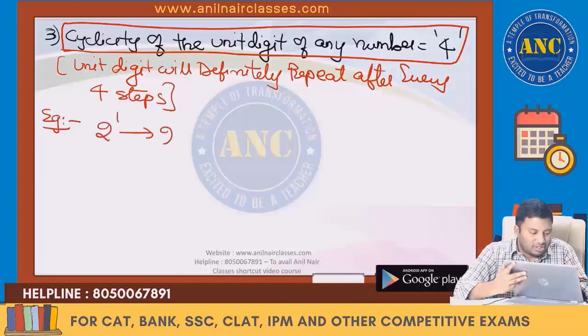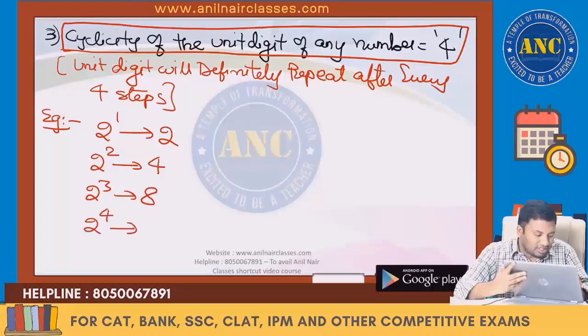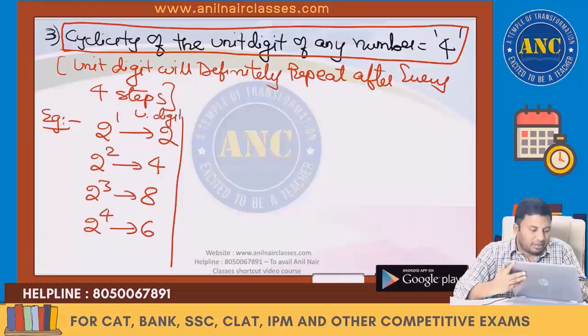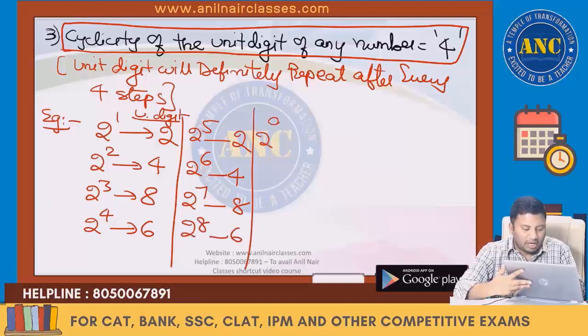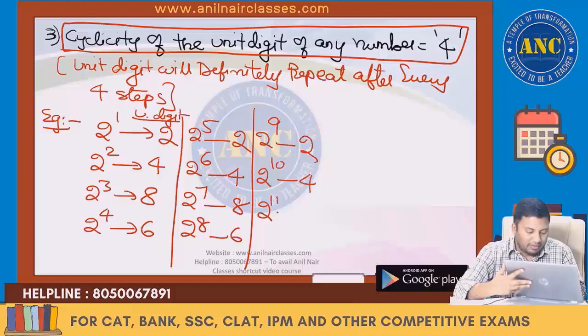2 power 1 is 2. 2 square is 4. 2 cube is 8. 2 power 4 is 16, so 6. These are all the unit digits of the number. 2 power 5 is 32. 2 power 6 is 64. 2 power 7 is 128. 2 power 8 is 256. 2 power 9 is 512. 2 power 10 is 1024. 2 power 11 is 2048. 2 power 12 will also give you 6.